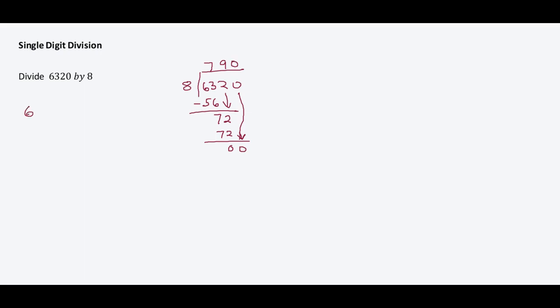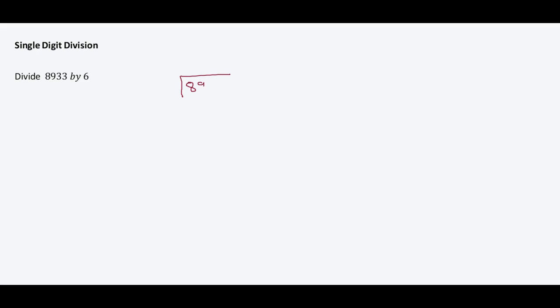So 6,320 divided by 8 is going to be equal to 790. Another way you can look at this is, the most important thing is have your 632 divided by 8 and append the 0 to the end of the result. Now let's try this.